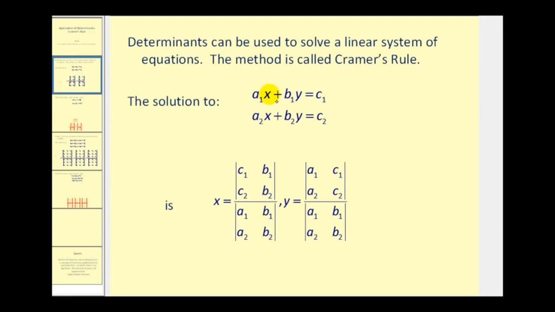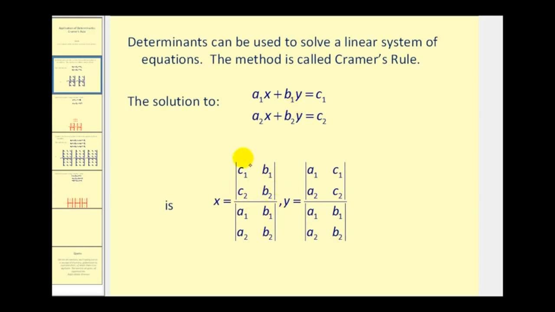Notice the a's are the coefficients of the x terms, the b's are the coefficients of the y terms, and the c's are the constants. So if the system is set up this way, x is equal to this quotient and y is equal to this quotient. If we first take a look at the denominator of these quotients, the elements in the determinant are formed by the coefficients of the x and y terms.